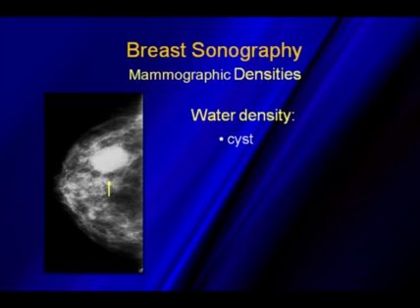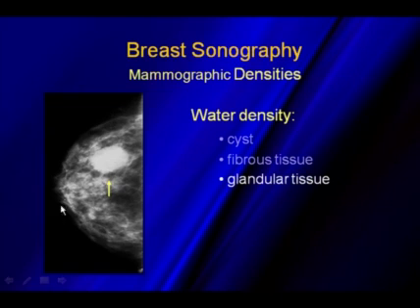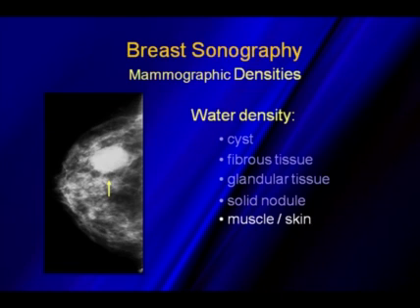What are all the things on a mammogram that can make up a water density? The most obvious is a cyst. Also normal fibrous tissue and normal glandular tissue, and we can see the fibroglandular tissue through here. Any solid nodule, it does not matter if it is benign or malignant, is a water density mammographically. And then also your muscle and skin. We can see a little bit of muscle here. We know obviously this is not muscle or skin, but muscle and skin are also water densities mammographically.